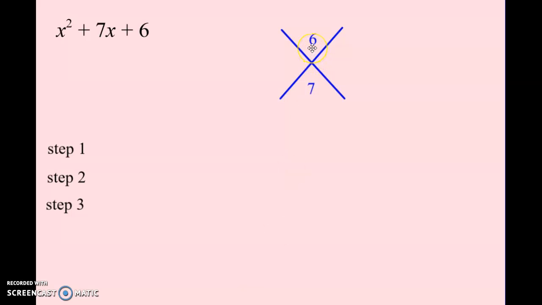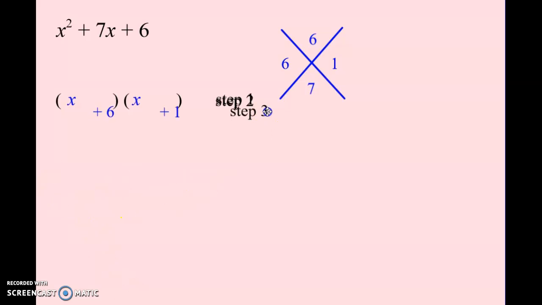What two numbers give you 6 when you multiply them, that give you 7 when you add them? 6 and 1 are the two numbers. So again, step 1, put your two parentheses. Step 2, x times x is x squared. Step 3, use the two numbers from the sides of the diamond and put them directly into the parentheses. 1x and 6x's give you the 7x's that you're looking for in the first place.